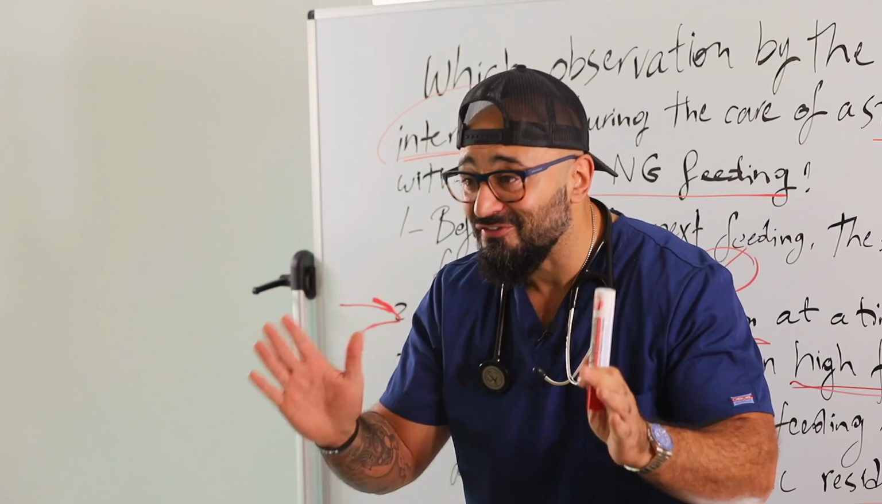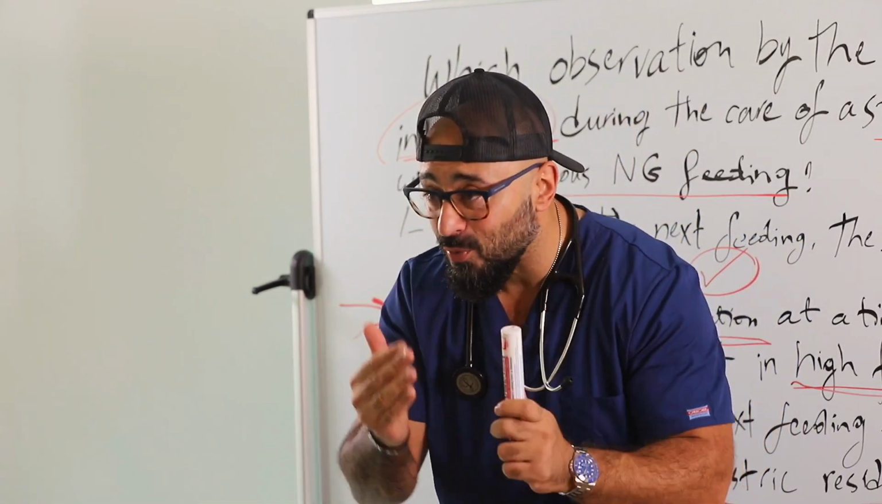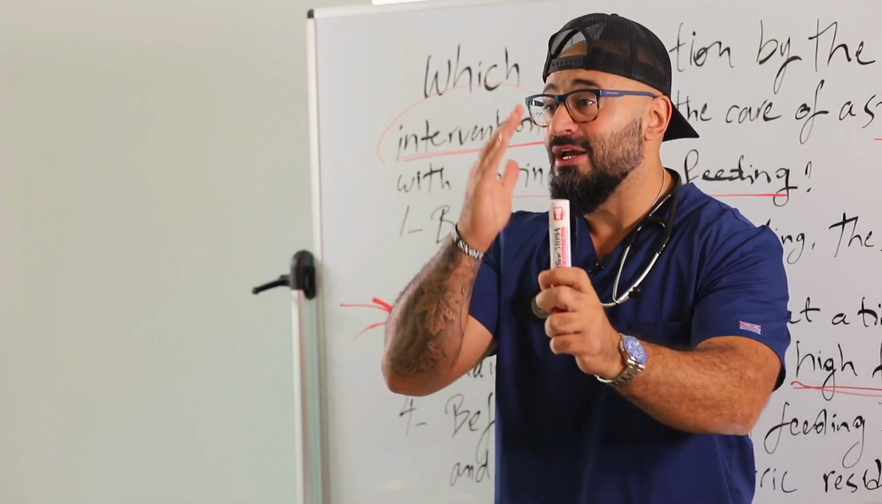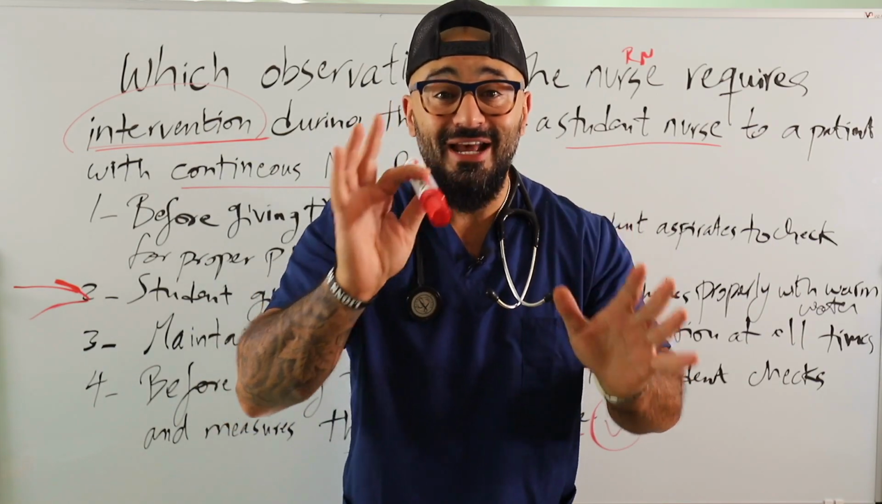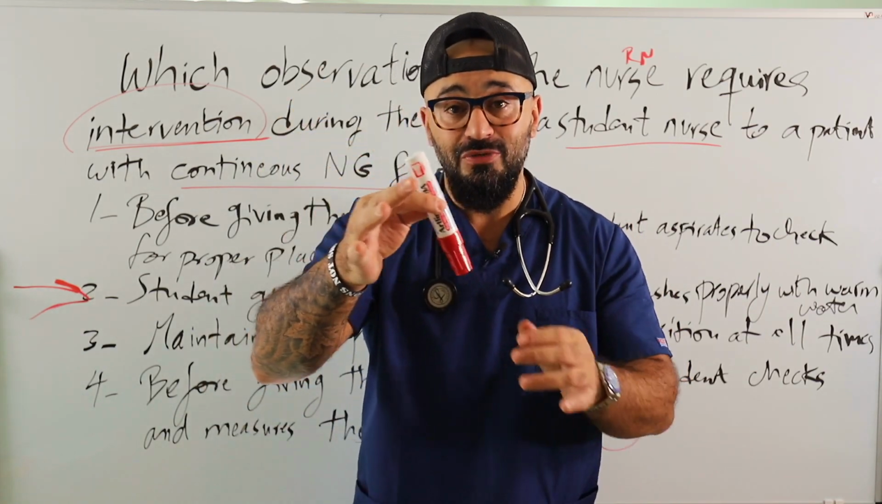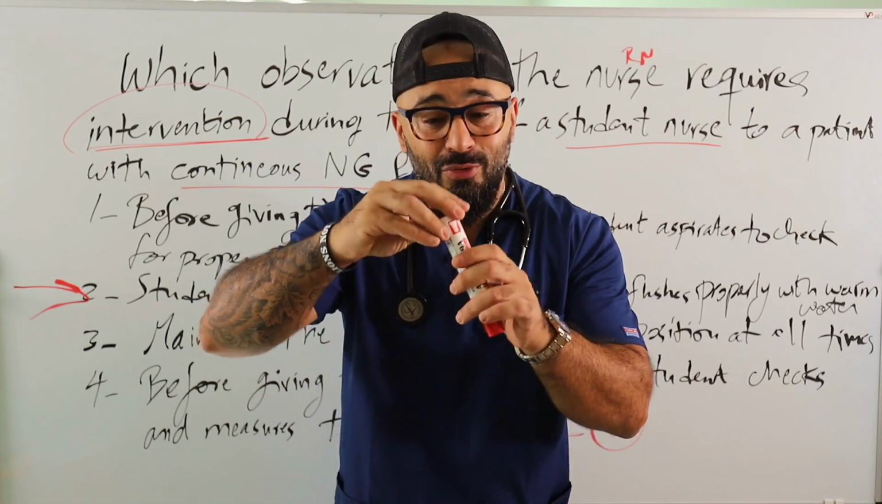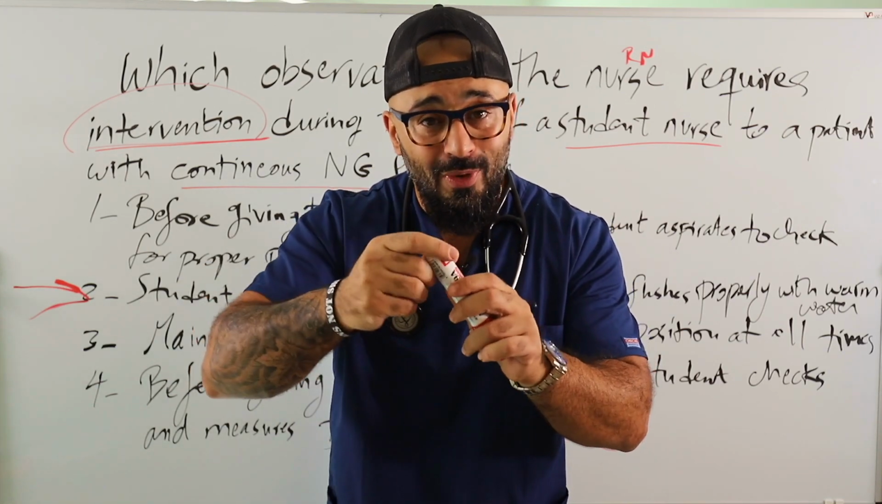All right, now after you finish the feeding, you are going to flush with water, all right? So warm water, 30 to 60 mLs, and then you're gonna clamp the tube, and you're gonna put like a wrap or tape or a gauze around it, make it look nice.